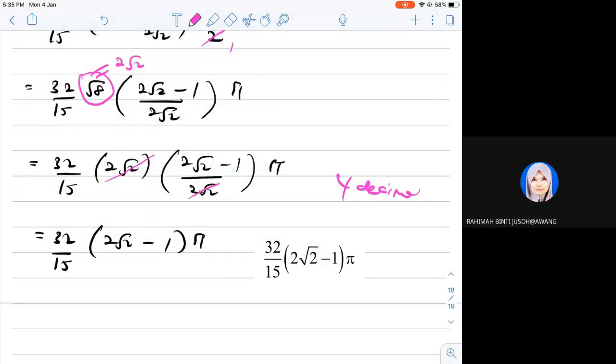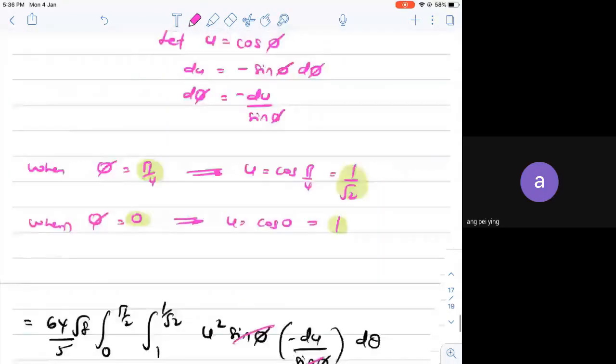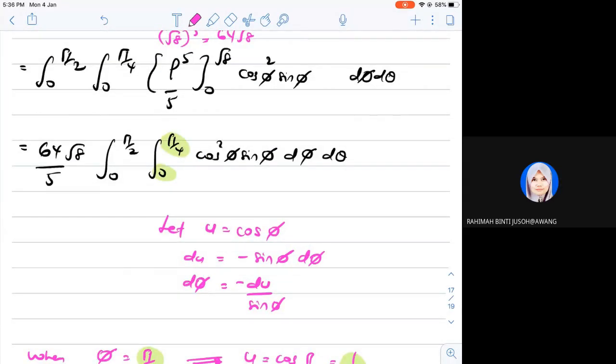Then doctor, can I ask, if let's say we don't do this method, if we use a trigonometry identity, can I? Trigonometry identity. Yeah, to do this question. Which one do you want to use? For example, one minus sine squared. Something like that. Can I? Yes, as long as you get the same answer.